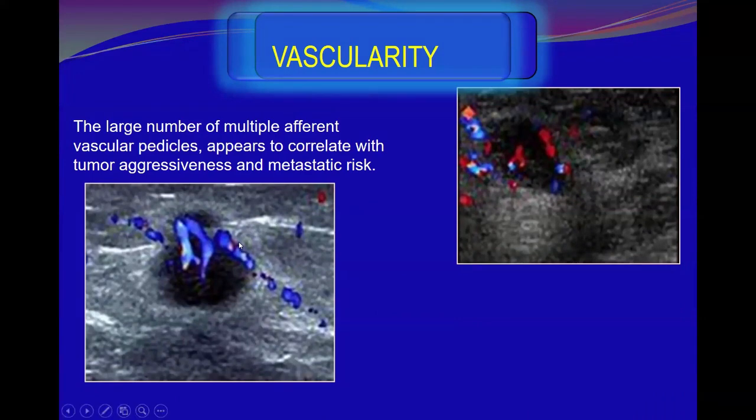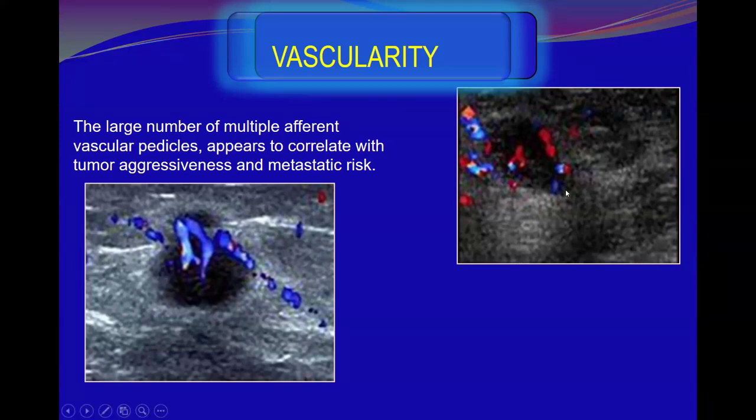Okay, here we can see multiple afferent vessels. From outside, we call them afferent vessels or feeding vessels coming. If we consider this cyst with fibrovascular soft tissue, then if we see vascularity with more than one vessel, it will be more suspicious. We raise the score of vascularity.